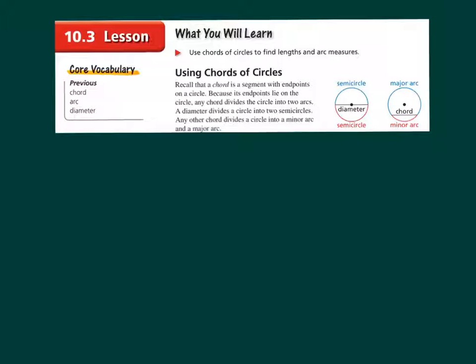So this lesson is over using some of our chords, and we're going to use chords to cut up our circles. And once we cut up our circles, we're going to talk about arcs and things like that. So there's a few theorems here that we can use, and once we find these theorems, basically what you'll be doing is finding missing angles or side lengths.